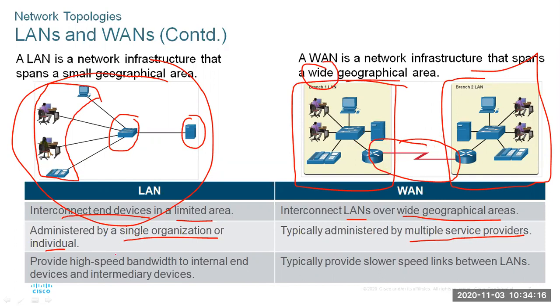Now, a LAN has high-speed bandwidth. If you are using these cables here, maybe you'll be using Cat6 cable, which carries like 1,000 Mbps. But a WAN usually has slower internet speeds because it depends on the internet subscription that you have with your ISP.